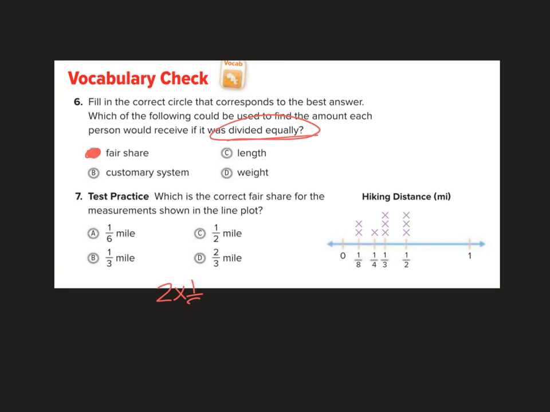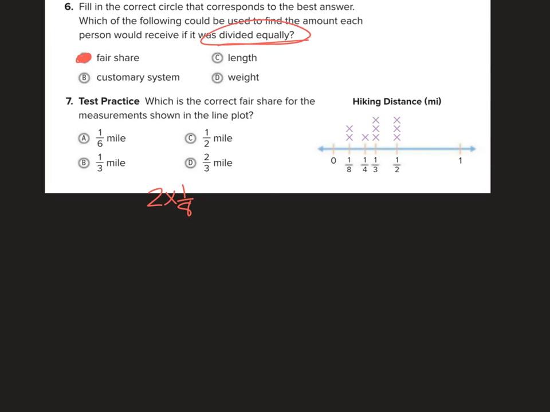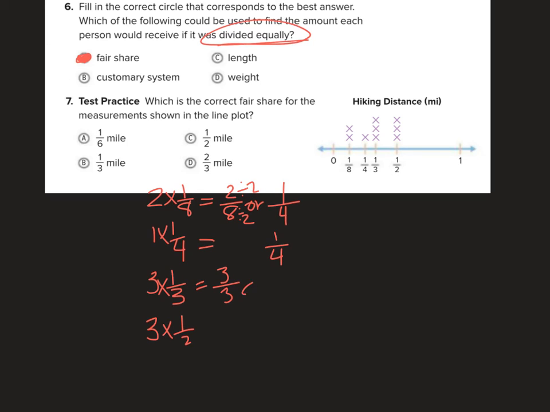Okay, so I have 2 1/8. Let me move this up. I'm going to need lots of space for this. 2 1/8. I have 1 1/4. I have 3 1/3. 3 1/2. Okay, so 2 times 1/8 is equal to 2/8, or divide by 2, divide by 2, 1/4. 1 times 1/4 is equal to 1/4. 3 times 1/3 is equal to 3/3, or 1. 3 times 1 half is equal to 3 halves, which is an improper fraction. So if I do top divided by the bottom, 3 divided by 2 is 1. I have 1 left over. 1 and 1 half.